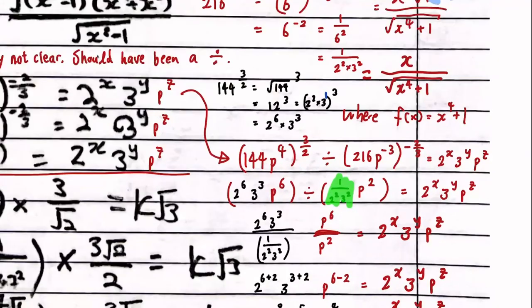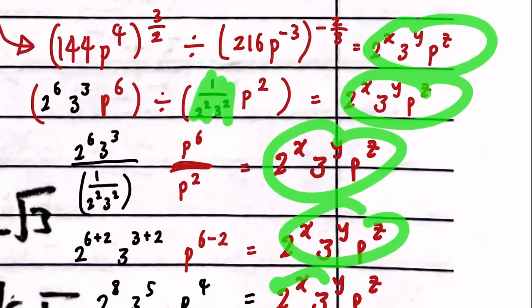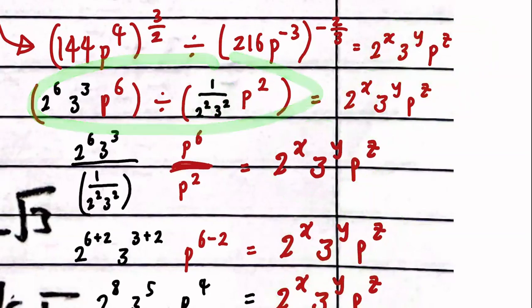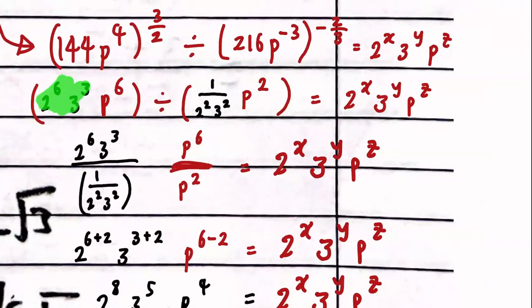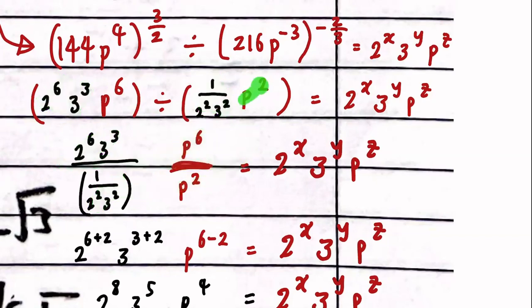Okay, zoom in. Right hand side, don't need to change, leave it alone. Just focus on the left hand side. Whenever you have a divide, it simply means the left guy is the numerator, the right guy is the denominator. So what we'll have is 2 power 6 times 3 power 3 times p over 6 power 6, all divided by 1 over 2 squared 3 squared and times p squared.